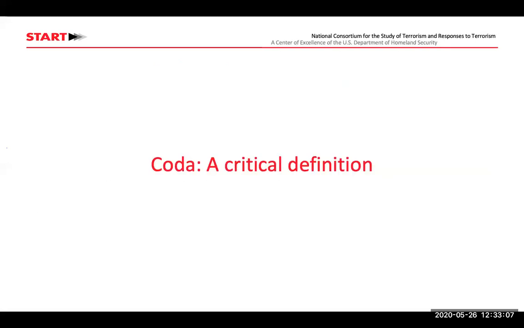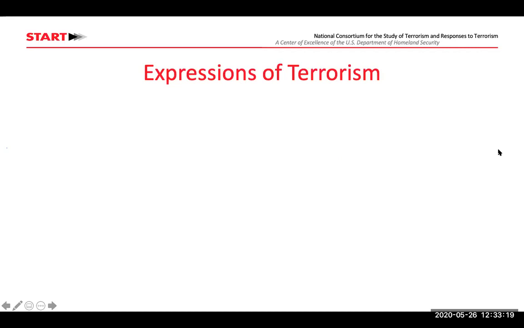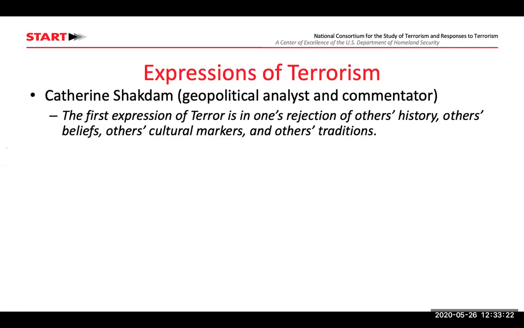So lastly, I want to leave you with a bit of a coda, because I think there's something that still needs to be said in all of this. So really, what is an expression of terrorism? So the first expression of terror is in one's rejection of others' history, others' beliefs, others' cultural markers, and others' traditions. So what I'm striving for here in this bit is really looking at, well, what does the terrorist do? So not just what is the terrorist's intent, but what is the terrorist doing when they commit an attack?